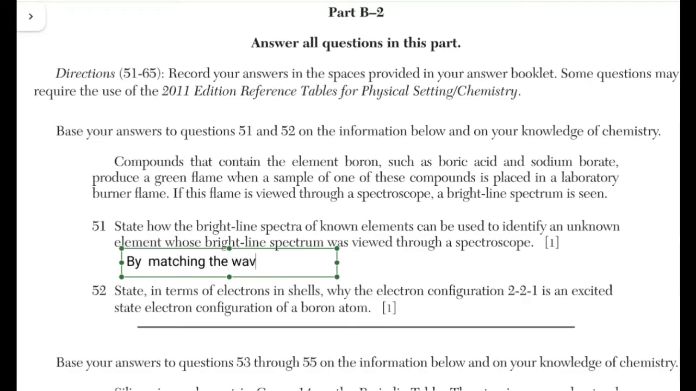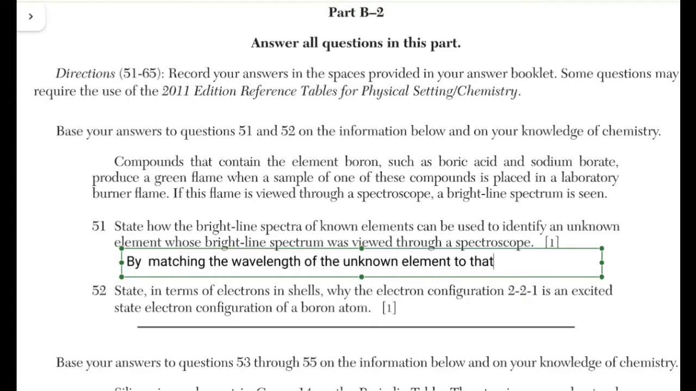State how the bright line spectra of known elements can be used to identify an unknown element whose bright line spectrum was viewed through a spectroscope. Each element has its own spectral wavelength. By matching the wavelength of the unknown element to that of a known element, you can see what element the unknown element might be.